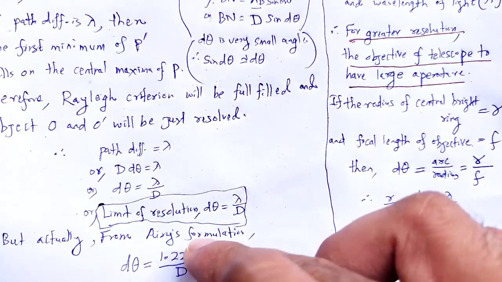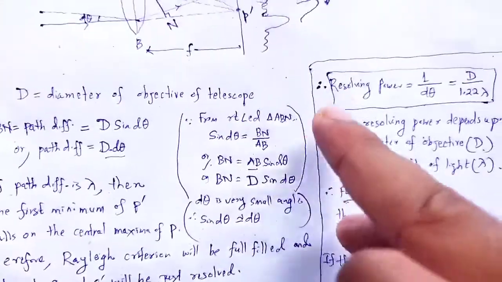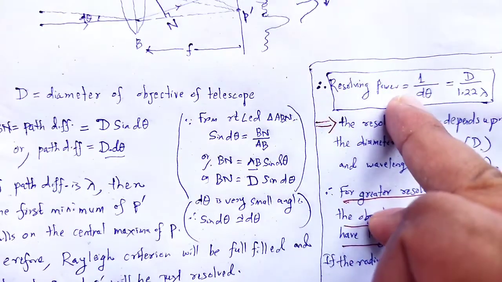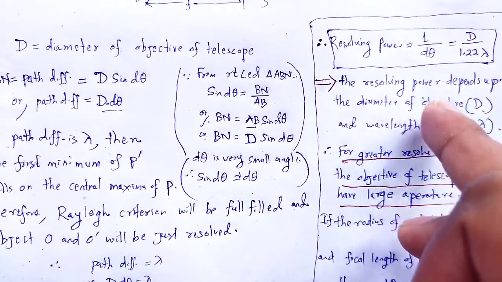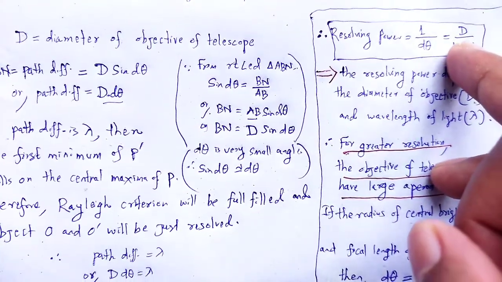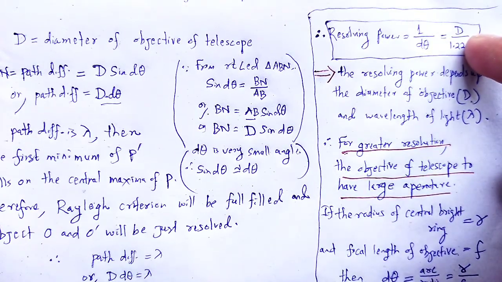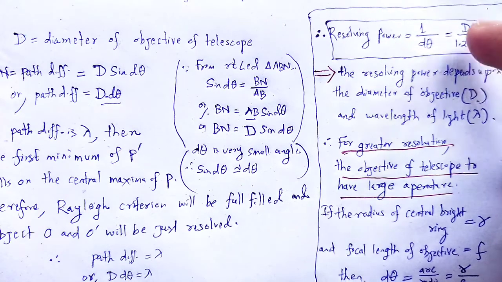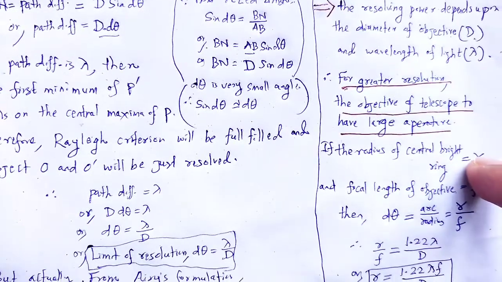Actually, experimentally we show that the factor 1.22 is just included, and the resolving power is the reciprocal of the limit of resolution. With that condition, to get high resolution the diameter of the objective of the telescope must be increased to have greater resolution. Next, the radius of the central bright ring can be calculated.